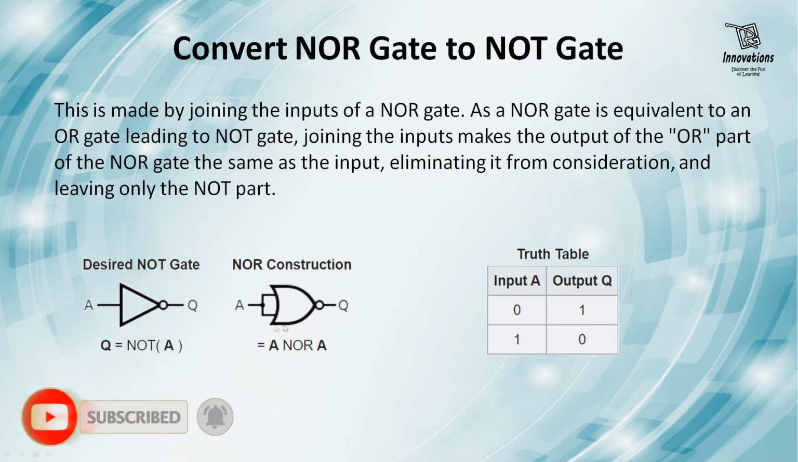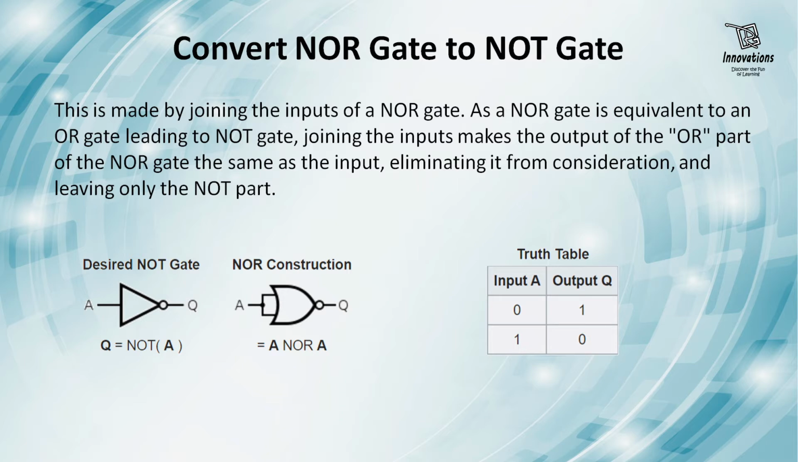By a NOR gate, we can construct it like this. Simply joining the two inputs will give an inversion of A in the output Q. If we look at the truth table, if input is 0, output will be 1 and if input is 1, output will be 0. Now we will implement this using an IC 74LS02 or 7402 IC.